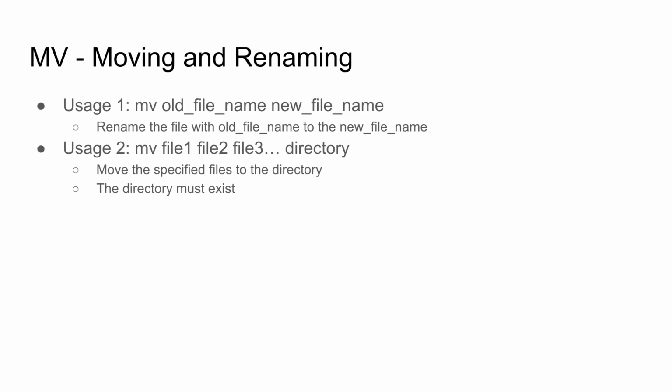Okay, so move is used for two different things. It's used to both move files around inside the file system as well as to rename files. If you do move old file name to new file name, it changes the name from the old name to the new name. If you do move some file to some directory, it'll move the file from wherever it's currently at to the directory that you specified. And when you're moving to a directory, that directory has to exist.